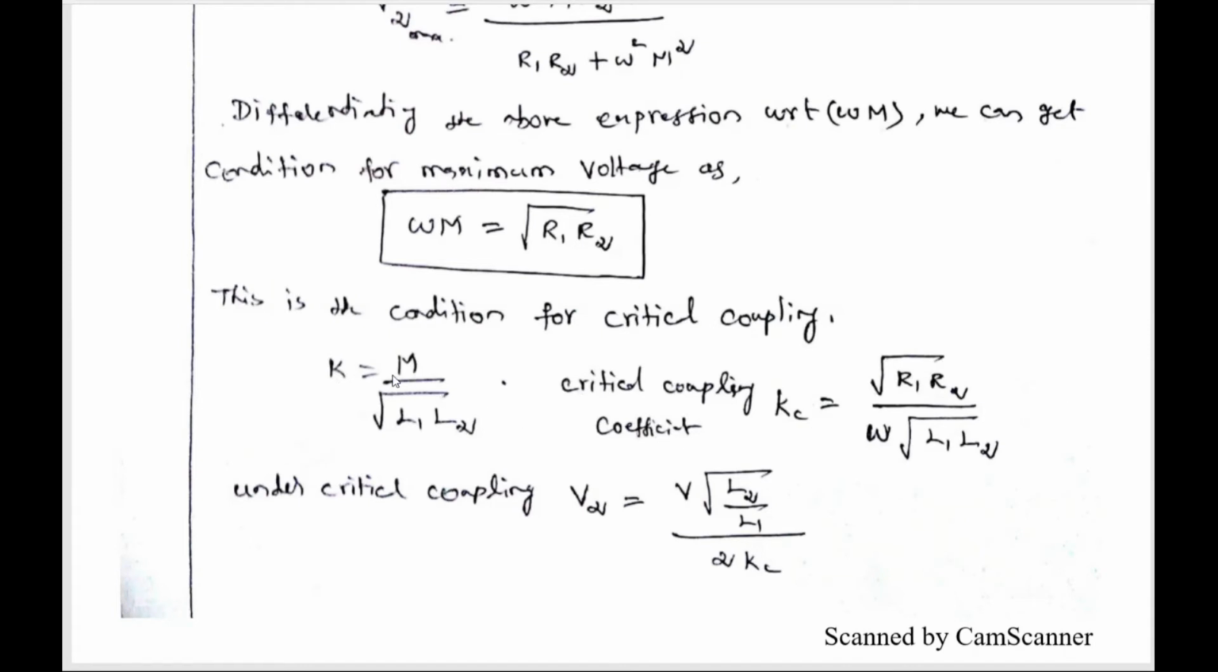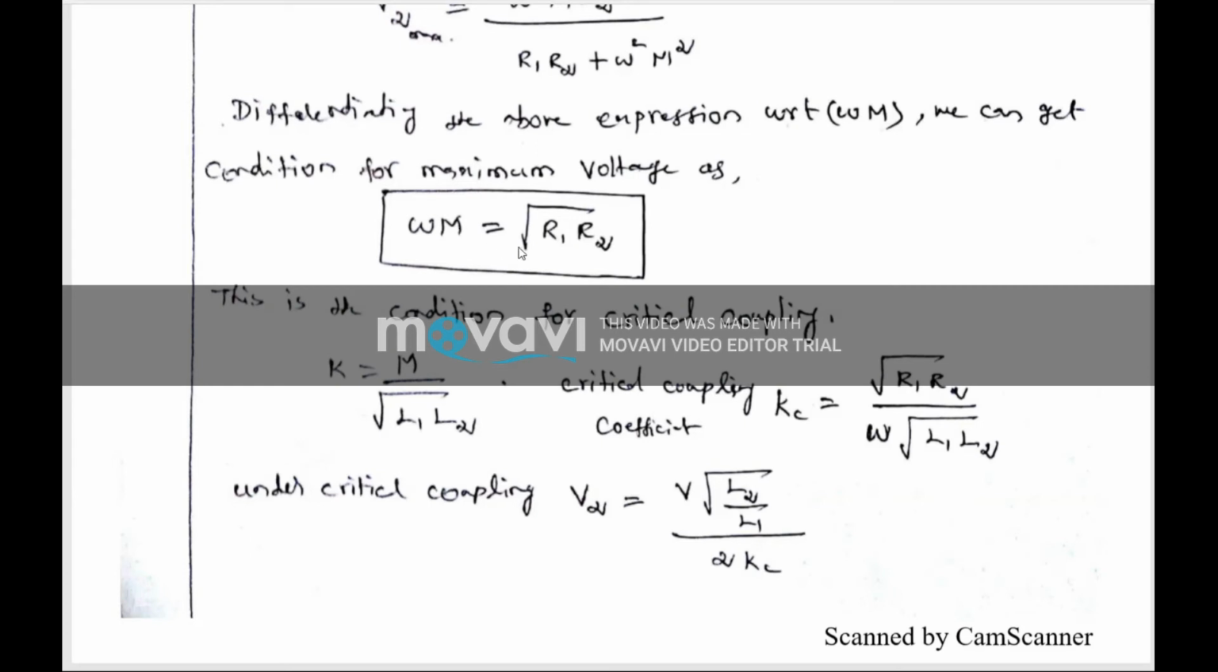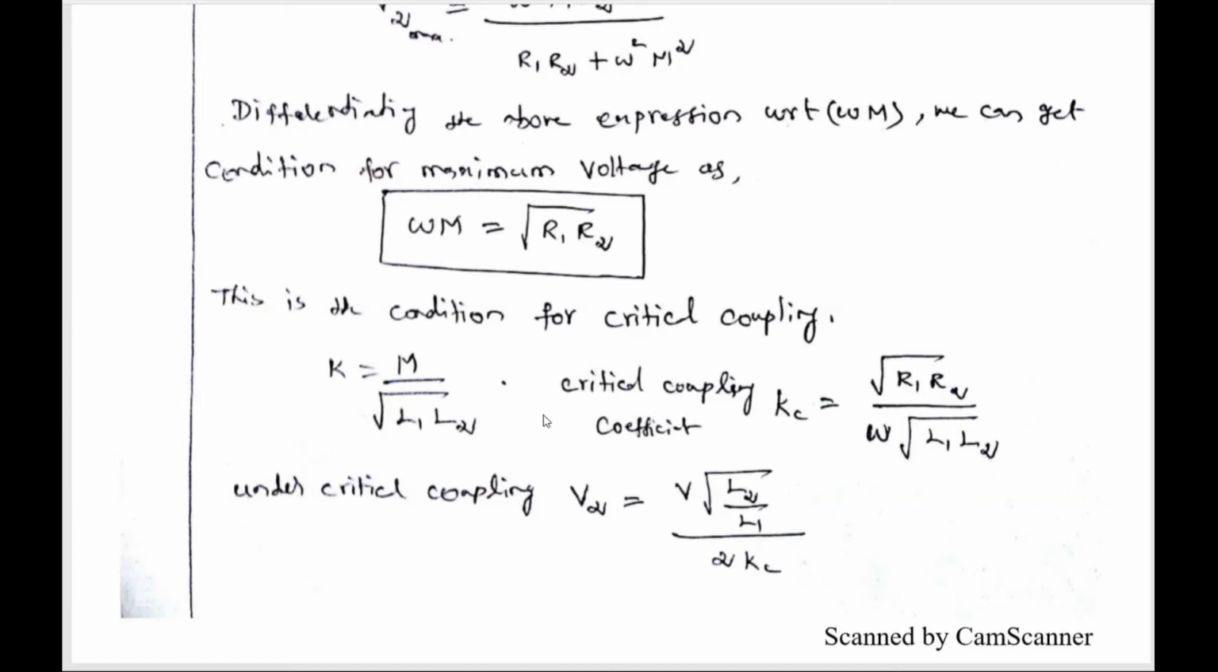Now we have to substitute the value of M. What is the condition for critical coupling? Omega M equals square root of R1 and R2. From this, M can be written as square root of R1 R2 divided by omega. If you substitute that M value in this K equation, we get Kc like this. So this is the critical coupling coefficient.